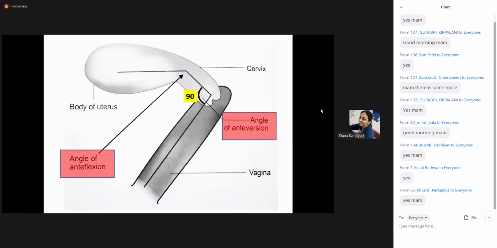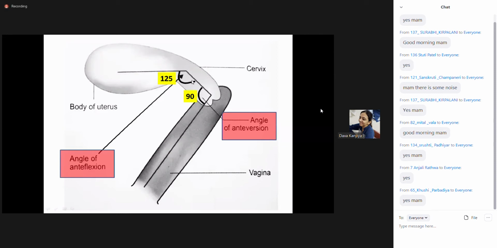Just like that, what is anteflexion? It is the angle between the long axis of the body, which is almost transverse, and the long axis of the cervix, and it is around 125 degrees.